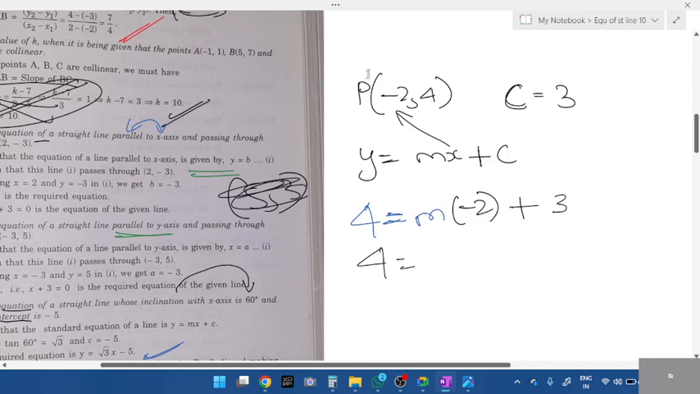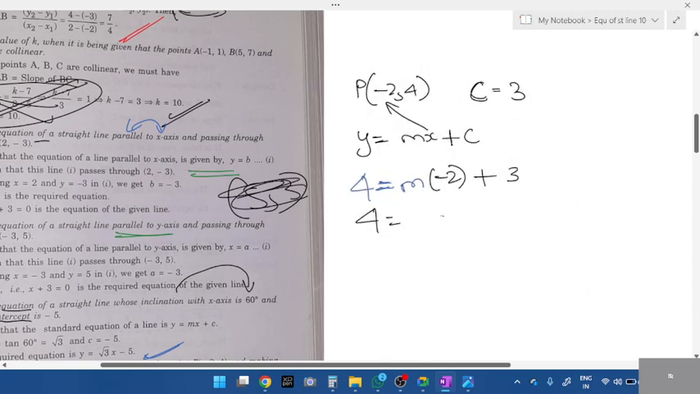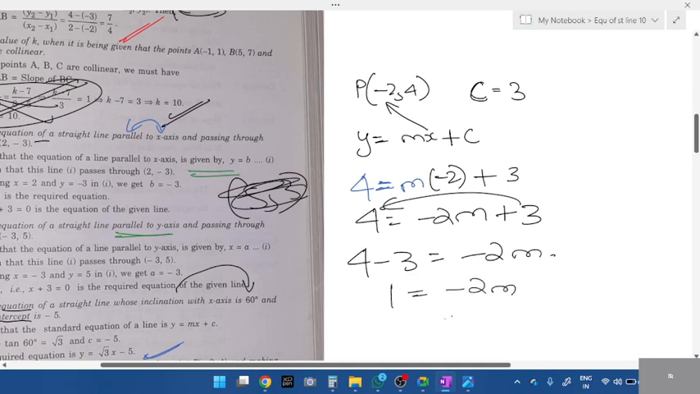How do you solve this? What is 2 into minus m? Minus plus 3. Find the value of m. All of you find m, the slope. How do you find the value of m, students? 3 goes to the other side. 4 minus 3 is equal to 1, which is equal to minus 2m. What happens to this minus 2? Did we find the value of m?